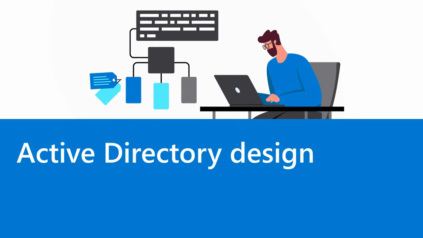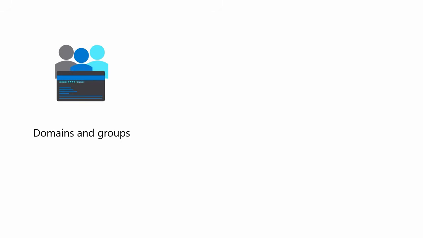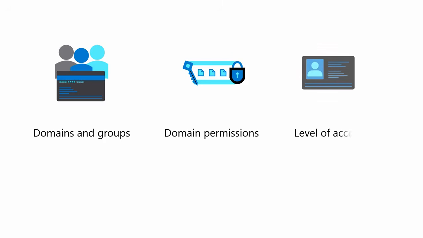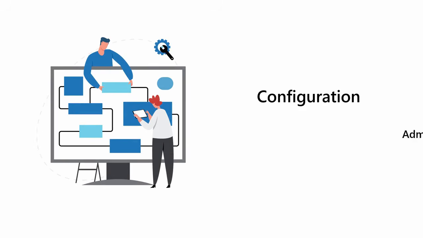So, Active Directory design is configuring the structure of your directory. In other words, what are the various domains and groups? What policies and permissions will be associated with each domain? Who needs access to it, and to what degree of access is required for each group? Finally, you'll need to configure the appropriate administration tools.